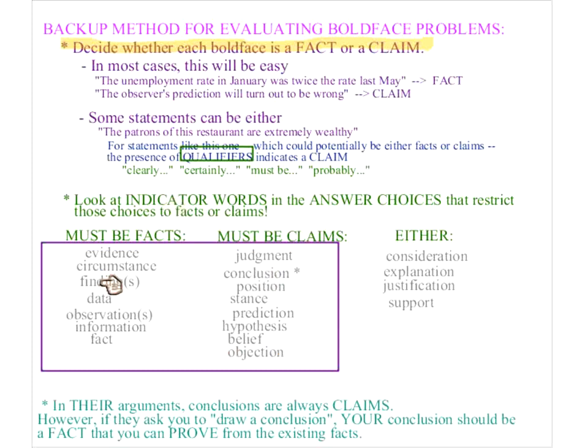If you see these words, even if you do not understand the argument at all, you can still match these words against the content of the argument and against the content of the answer choices. And if it doesn't match, it's the wrong answer. It's kind of neat.